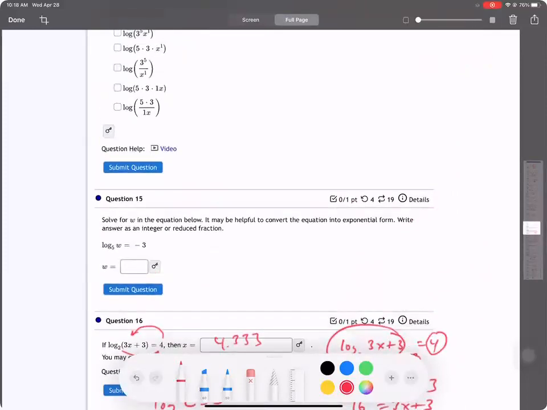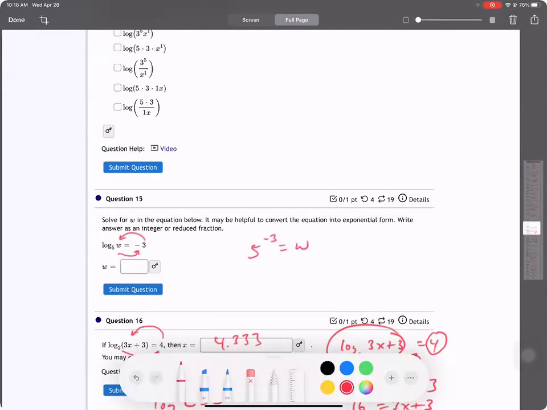Okay, solve for W, number 15. I guess I skipped that one. Solve for W in the equation below. Convert it into exponential form? Sure. In exponential form, 5 to the exponent negative 3 is equal to W. Circle of logs: 5 to the negative 3 power is equal to W.